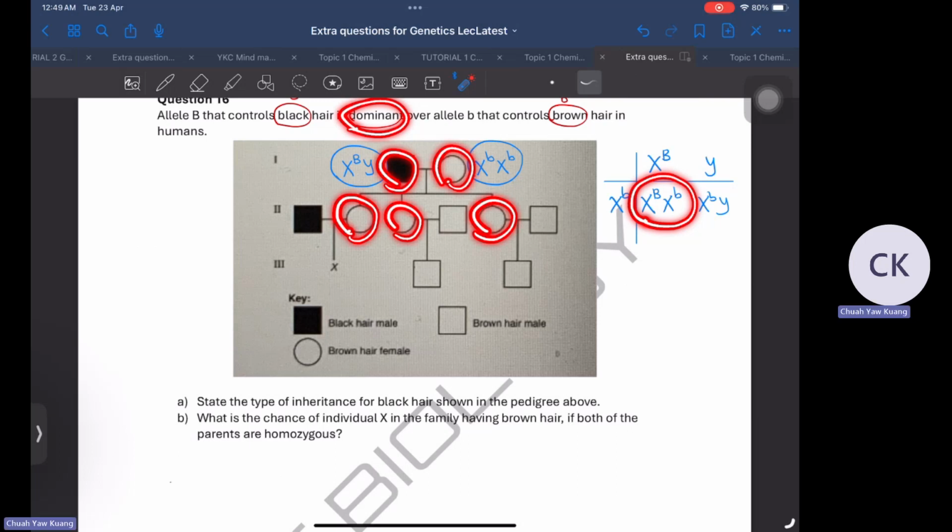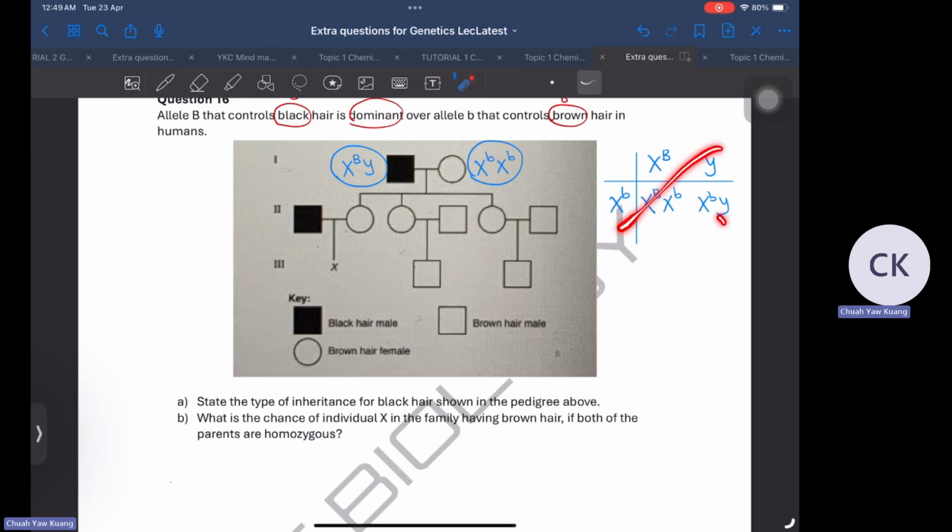So that means that this is not the sex-linked gene. This is the thing that we can confirm. So if this is not the sex-linked gene, then we confirm this is autosomal. We can try on the autosomal also if you want.